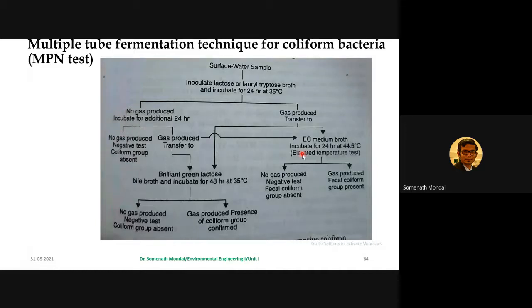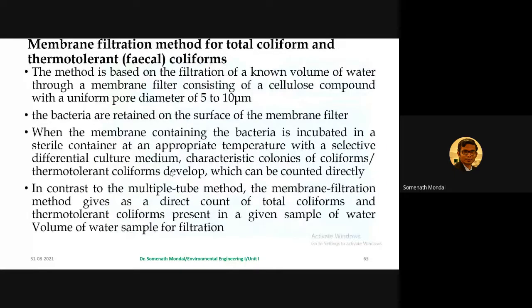So this is the overall process from where we are taking the sample and then we are performing the presumptive test. At the same time, we are performing the confirmatory test for the coliform group presence or absence, and at the same time we are checking the fecal coliform presence or absence in the same sample. So this particular flow diagram is very much important, and you should study this minutely to keep these things in your mind. Fine. So now we'll be talking about the thermotolerant coliform.